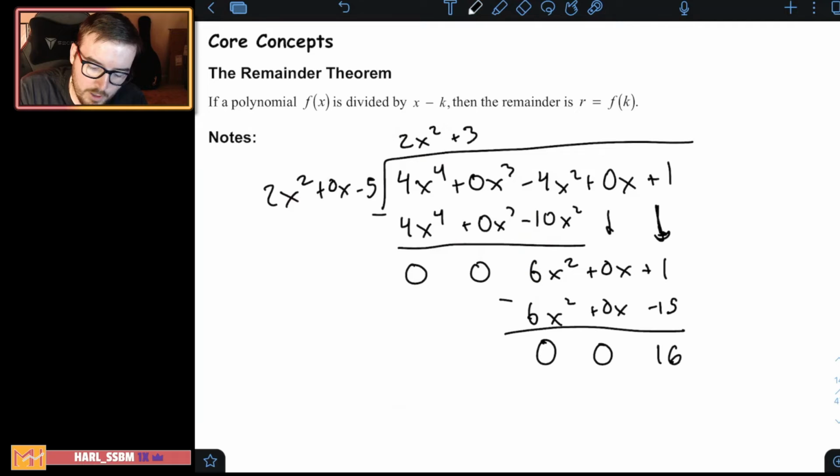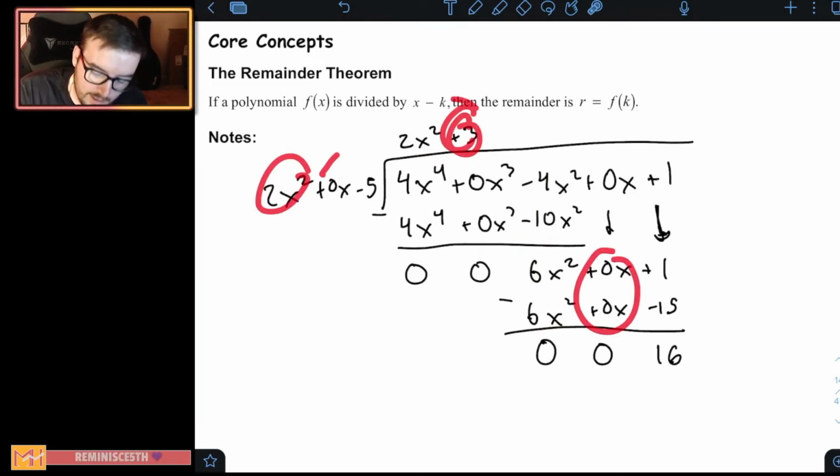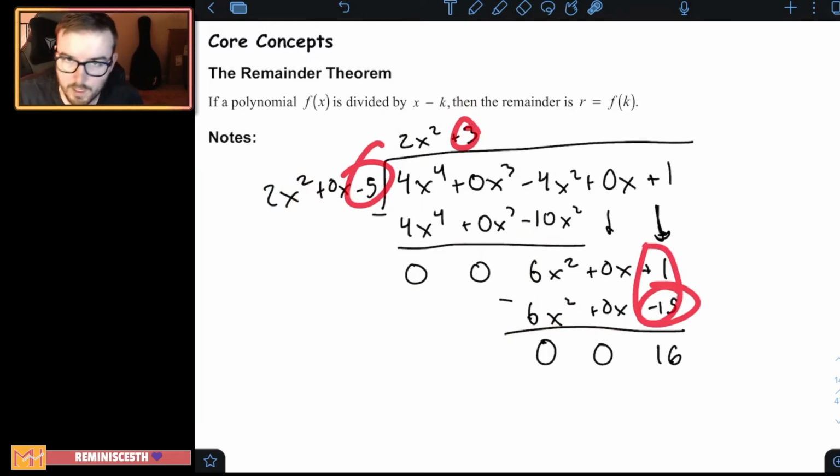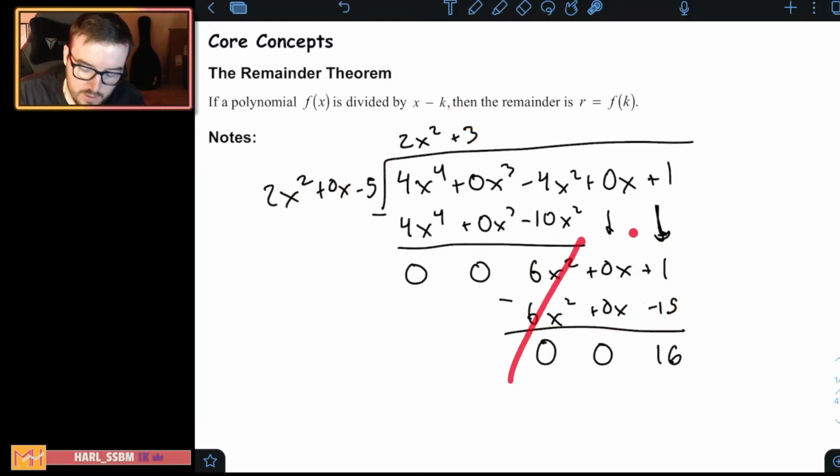So you've got to bring them both down so that when you multiply by 3, because 3 times 2 gives you the 6x squared, when you do the 3 times 0, that lines up nicely. And when you do the 3 times the negative 5, that lines up nicely with the 15. Do the subtraction, you get 0, 0. Subtracting the negative 15 gives you a plus 15, and that's where the 16 came from.